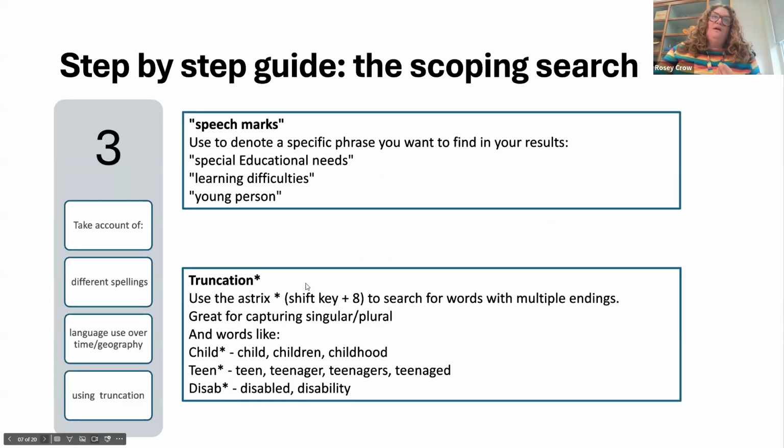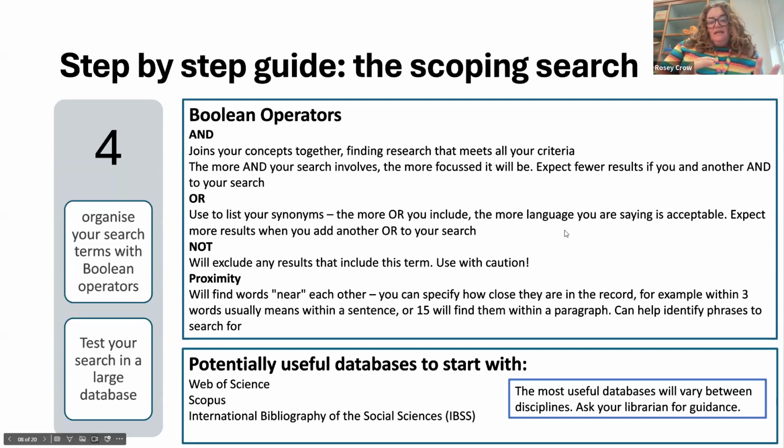So the AND will find me pieces of research where those three different things overlap with each other. And whatever language I've used to describe that, there has to be one example of each of those pieces of language in that paper for the search to return it to me. And it really focuses my search. I can use as many ANDs as I want, but every time I add another AND in, I can generally expect to see fewer results coming up.